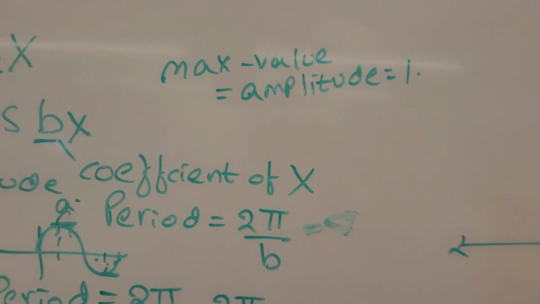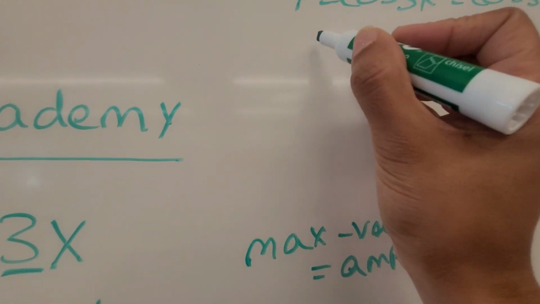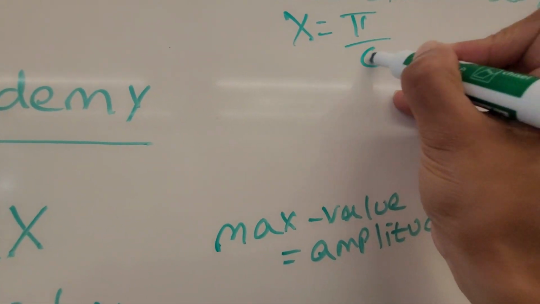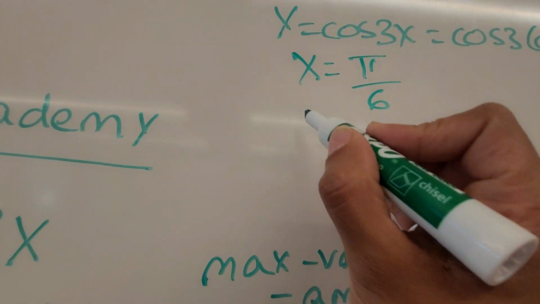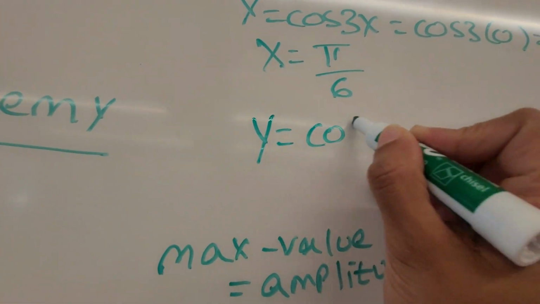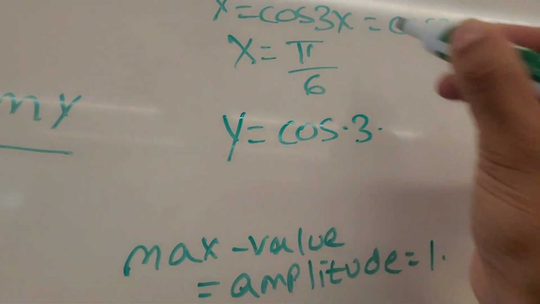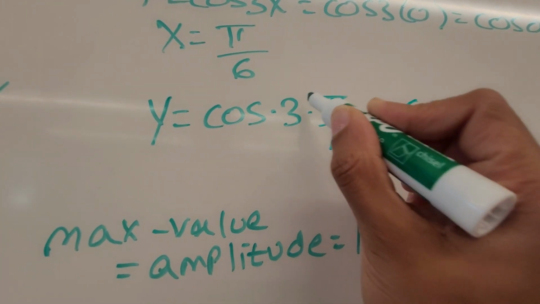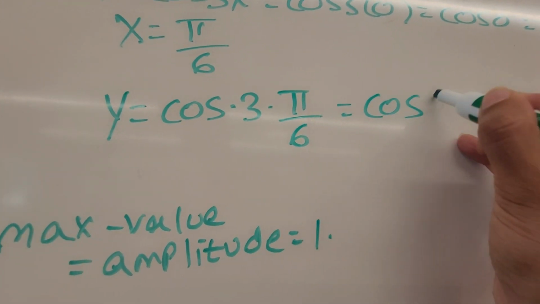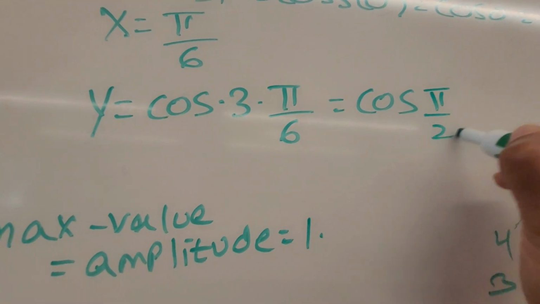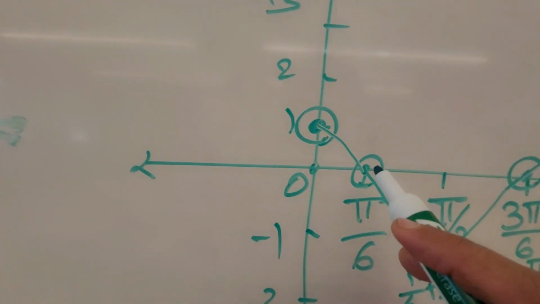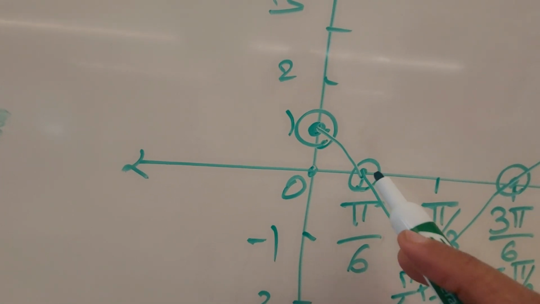And next, for the value of x equal to pi by 6, y is equal to cos of 3 times x, which is pi by 6, which is cos of 3 times 1 over 3 times 2, which is cos pi by 2, which is 0. Hence, my pi by 6 value, the y value is 0.